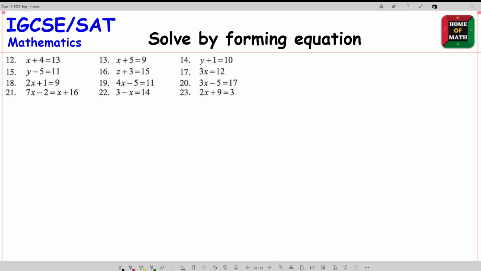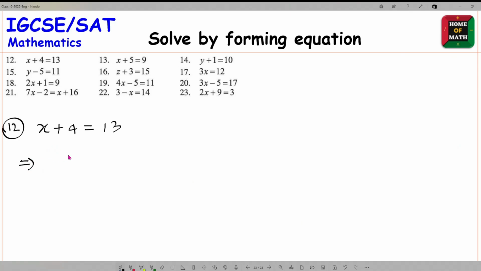Today's topic: solve by forming equation. Let's start. First question, we are starting from 12. Here is x plus 4 equals 13, right? Now we already know about this one because we have to find out the value of x.